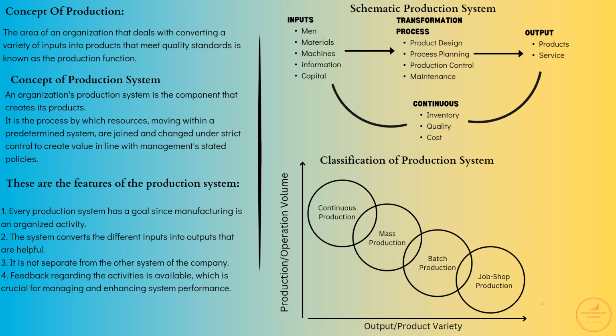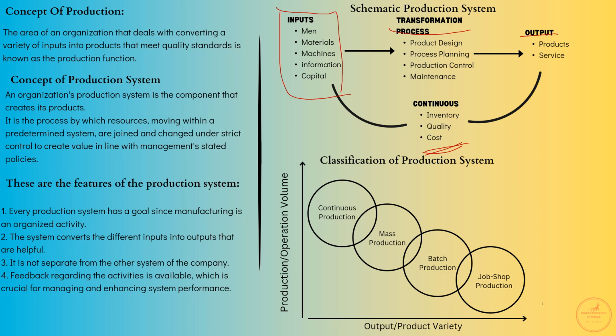If we see the schematic diagram of the production system, we see inputs, transformation process, output, and the continuous process. What inputs do we need: man, material, machine, information, the capital. What is the transformation? Product design, process planning, production control, maintenance. And output: product and the service. We need a quality product and quality service. And the continuous things are inventory filling, maintaining the quality, and the cost of the production system.